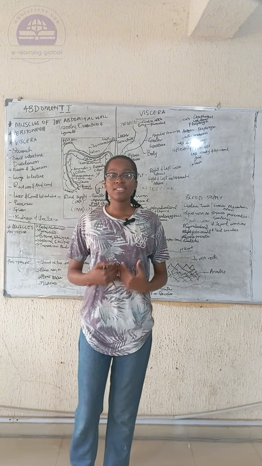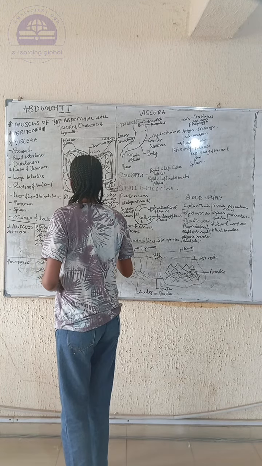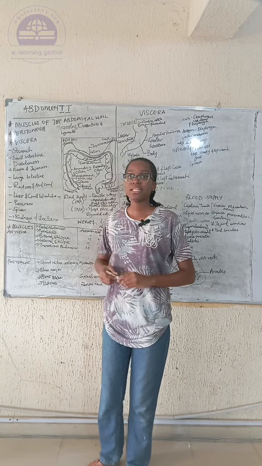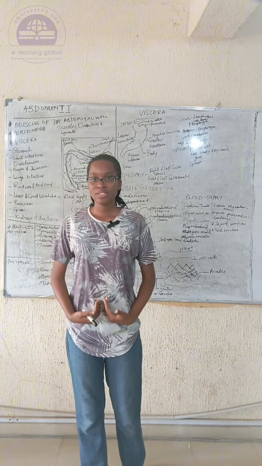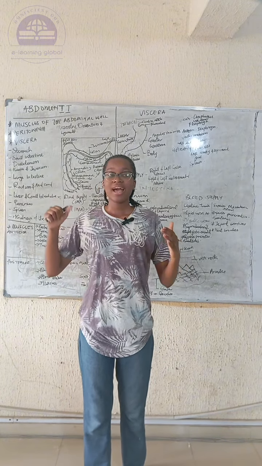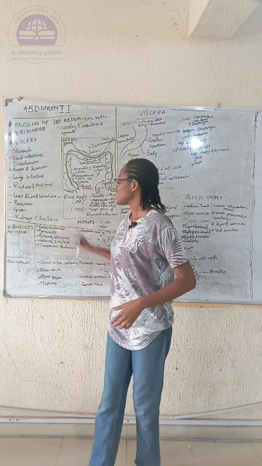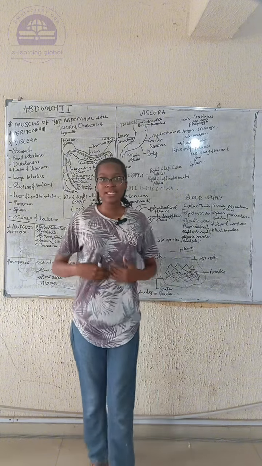The linea alba is a white line, as the name implies. Linea meaning line, alba meaning white. It's a white line that's located in the middle of the abdomen. It helps to serve as a point of insertion for these muscles that form the anterior abdominal wall. So it attaches medially to the linea alba.